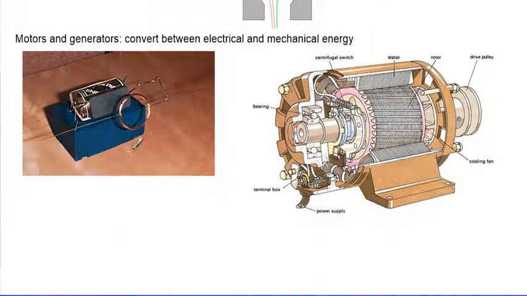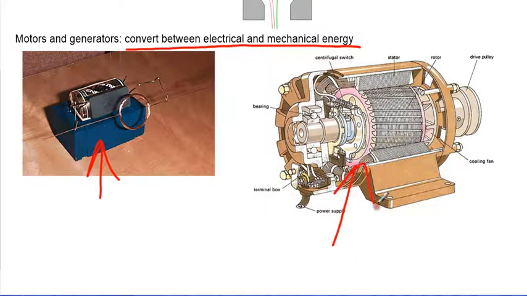The other applications are going to be motors and generators, and these are what convert between electrical and mechanical energy. We have actually already built these simple motors, and this is a more complicated motor, a much more in-depth design. It can be used for industrial applications, things like that. So this is a modern day motor, and this is the simple motor that we designed in class.